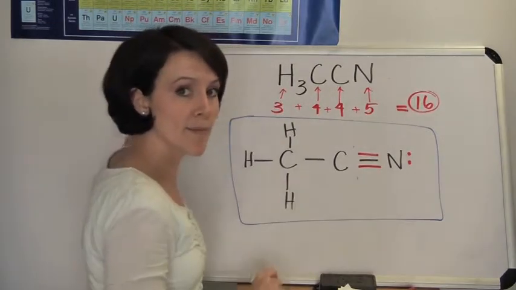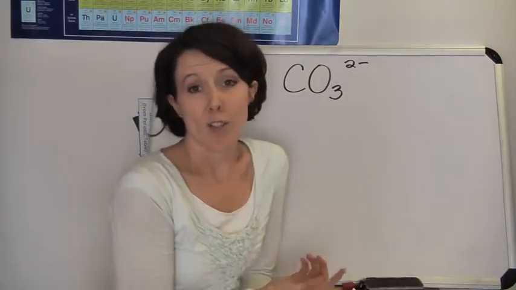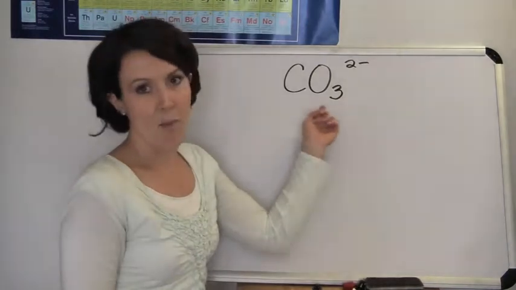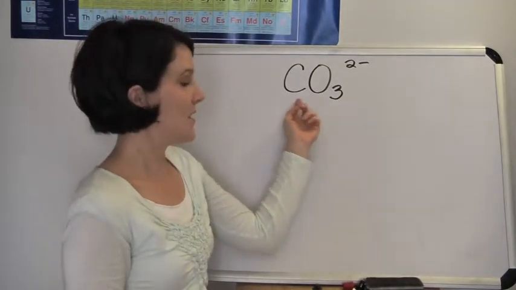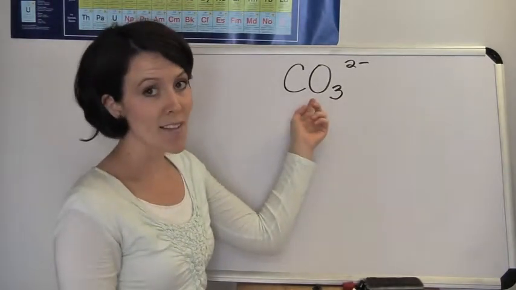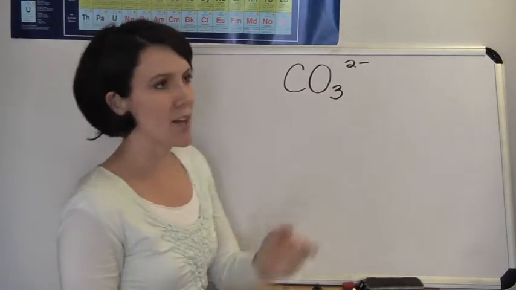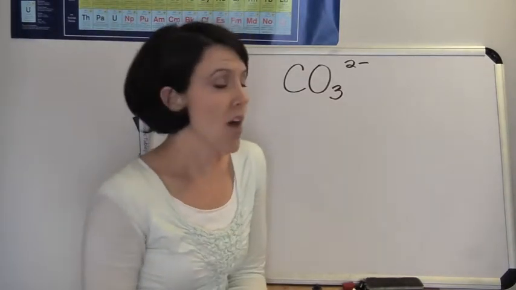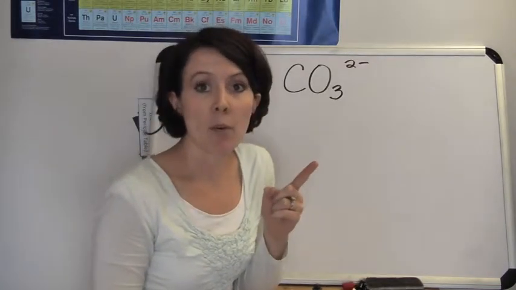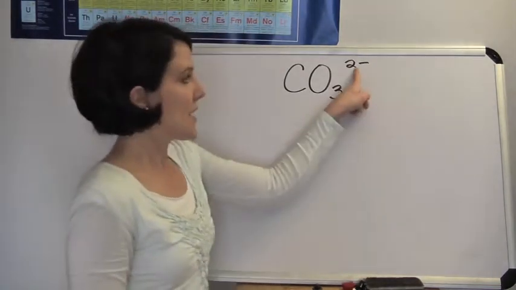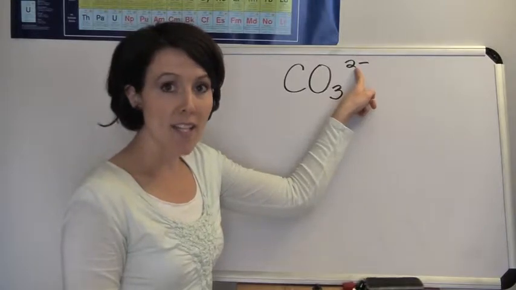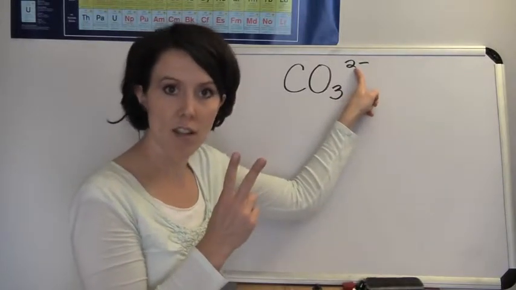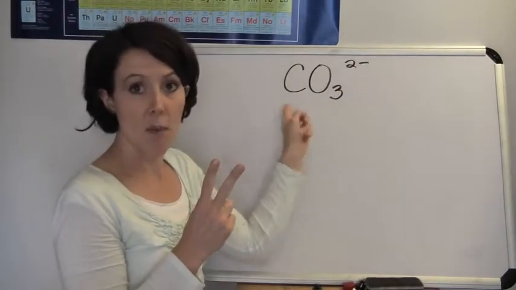Let's do one more. Here's our next question. What about polyatomic ions? These are covalent bonds because they're nonmetals, but how do we draw the Lewis dot structure for them? We draw them the same way. The one thing that we need to keep in mind is the number of valence electrons. Because there's a -2 charge, that means I have 2 additional electrons in this molecule.